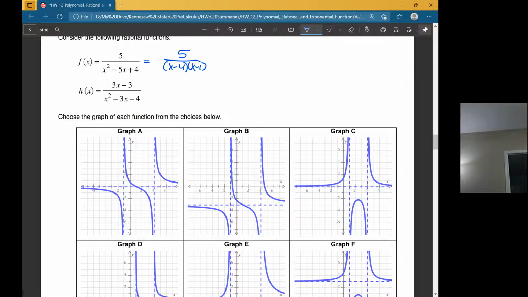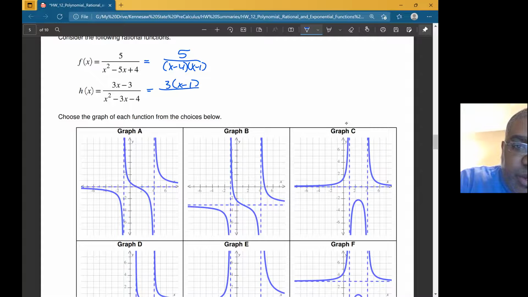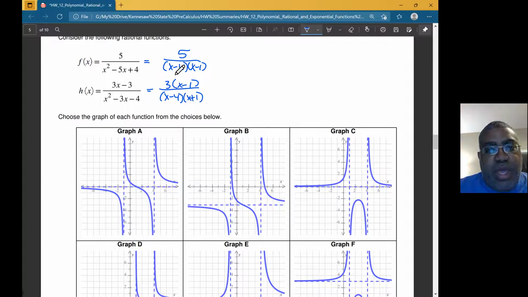Sometimes it's redundant, but you want to do it because the factored form is where you see the properties of the graphs that you want. And then for the bottom one, 3 times x minus 1 over x minus 4, x plus 1. All right. So when we're looking at these graphs, we're looking at our function here. We see that we have two vertical asymptotes at x is equal to 4 and x is equal to 1.